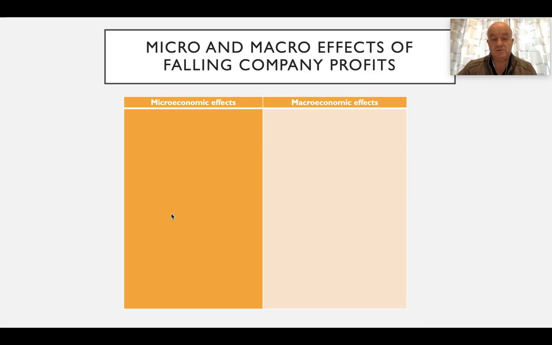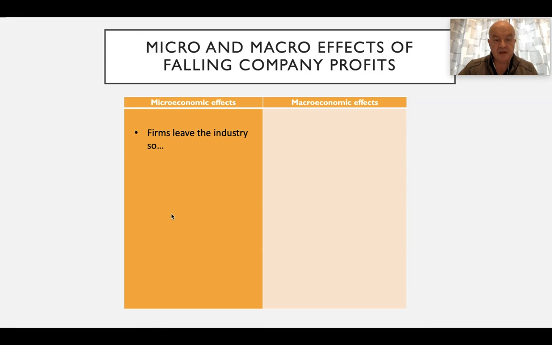Okay, I'd like you to, before you actually look at these slides, just again have a go at putting micro and macro. You've got a table on page 61. Have a go at answering or trying to assess what some of the issues might be in terms of both micro and macro and the effects of falling profits or falling company profits. Okay, so let's take a look at a couple of those together then.